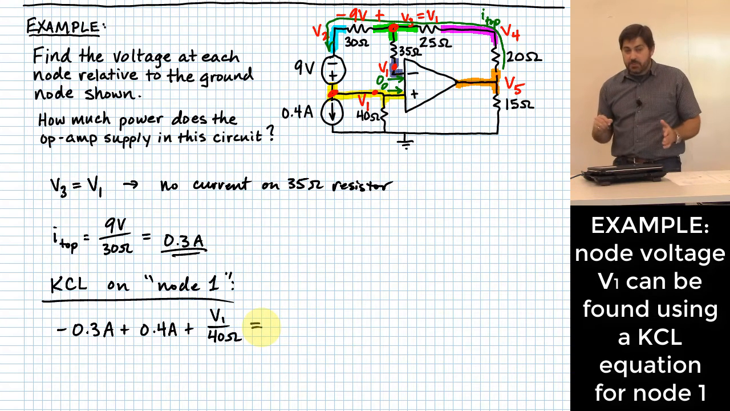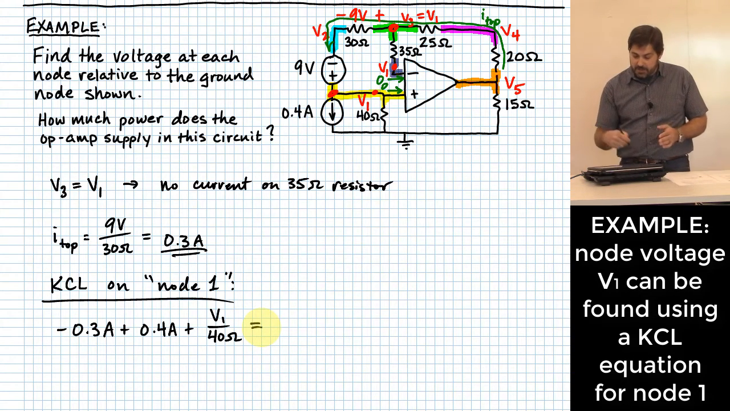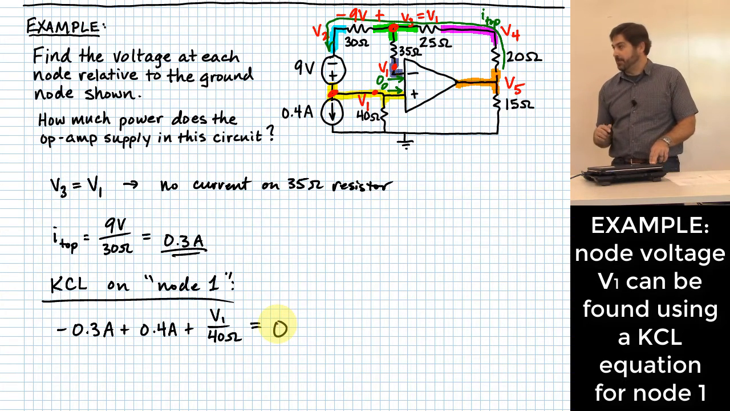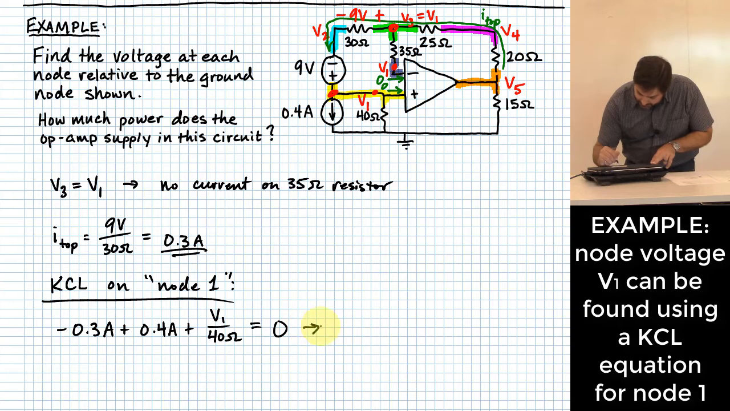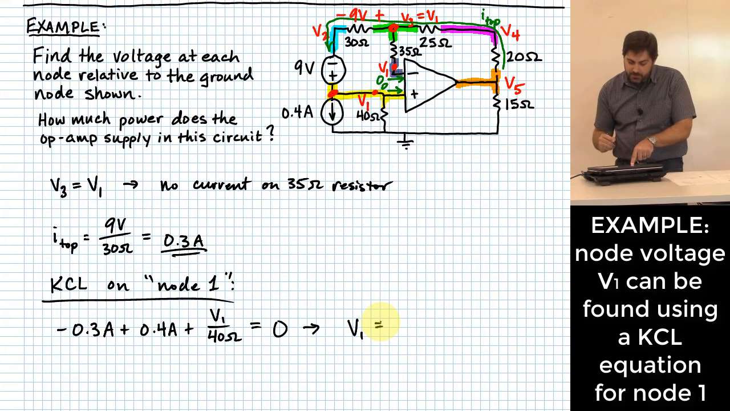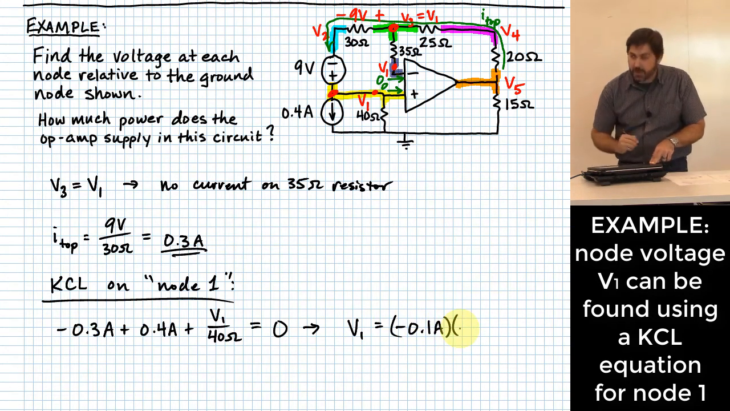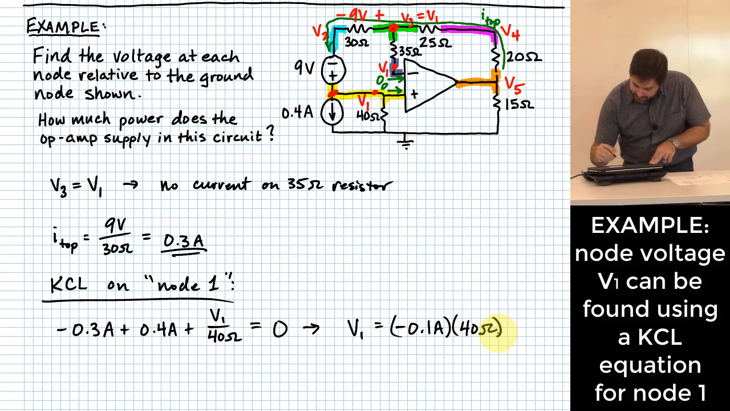All right, so these would be all the current flows that I have coming into or out of that yellow node, and therefore it must sum to 0. And that tells me what? I can solve this for V1, right? What it's going to end up being is, if I add 0.3 to both sides and then subtract 0.4, that ends up giving me negative 0.1 amps multiplied by what? 40 ohms. And that tells me that V1 is just going to be equal to negative 4 volts.